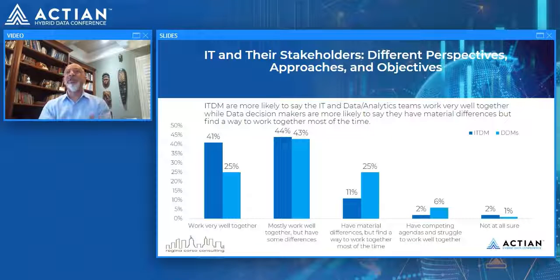Let's ask them one that really starts to look at how they're differentiated. And the interesting thing of this is, now take the outliers away, the one that says having competing agendas and struggle, that's very adversarial. That's a very small percent. That's like 1 in 50 for the IT folks and 1 in 20 for the data decision makers. The other ones is where it's much more common. The feelings that they have are much more normal, typical in an organization.